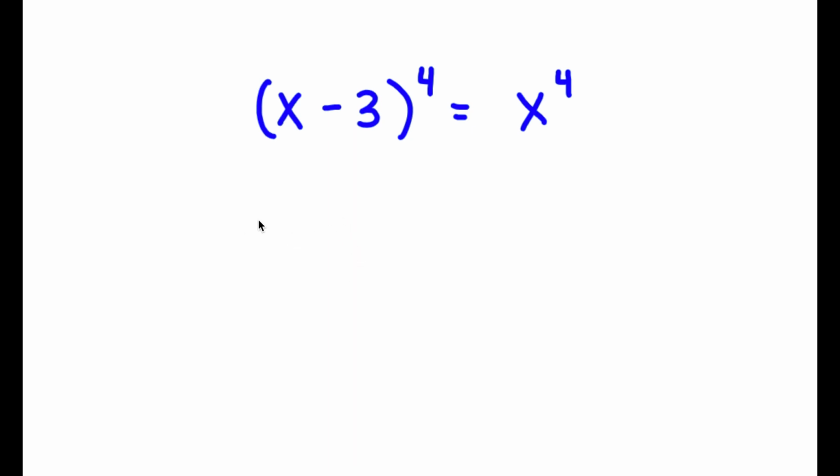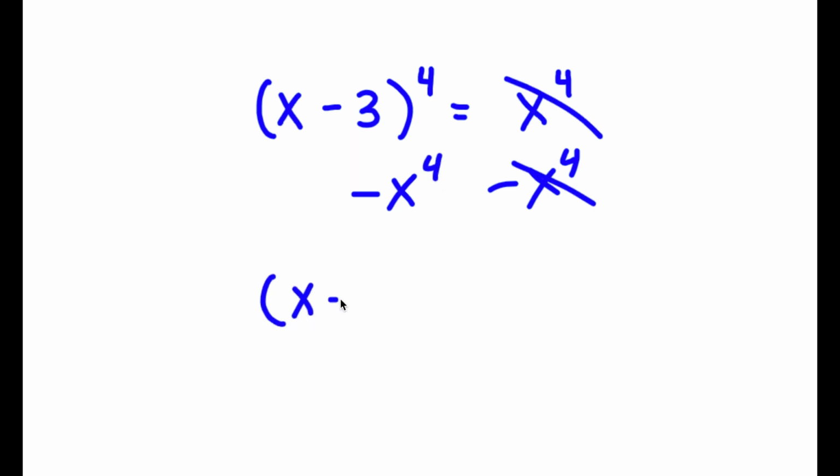Alright, so in this problem, I have (x − 3)^4 is equal to x^4. So the first thing I'm going to do is subtract x^4 on both sides. So then these two cancel out, and now I have (x − 3)^4 − x^4 is equal to 0.